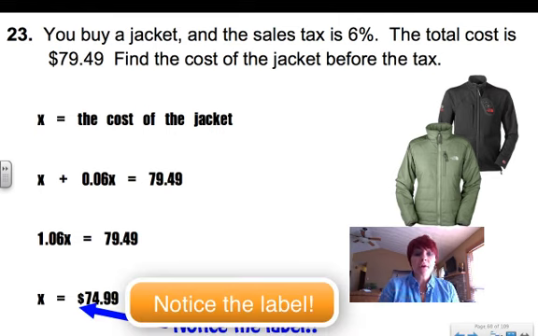Now, one thing to remember, make sure you always bring the label into your answer on a word problem. So we have $74.99. And that concludes part 2 of Chapter 1 review.